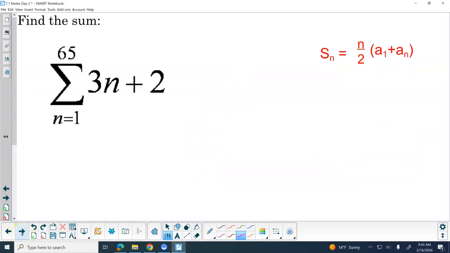Try that one. What are the 3 things you need? Term number? No, how many terms there are? That's n. The first term and the last term. Okay, how am I going to find those 3?